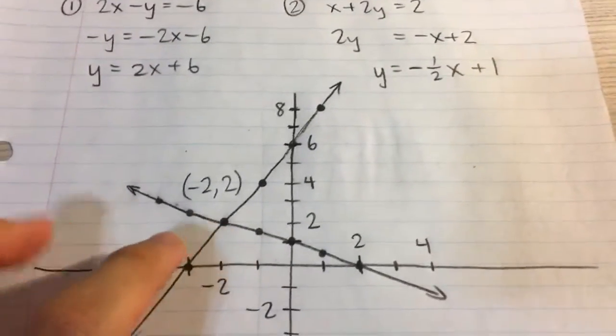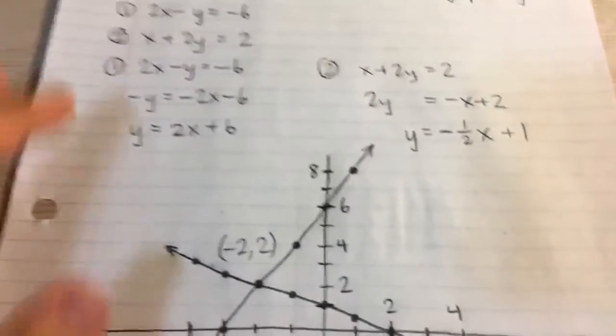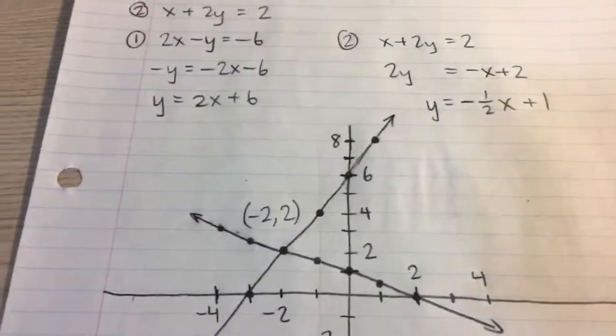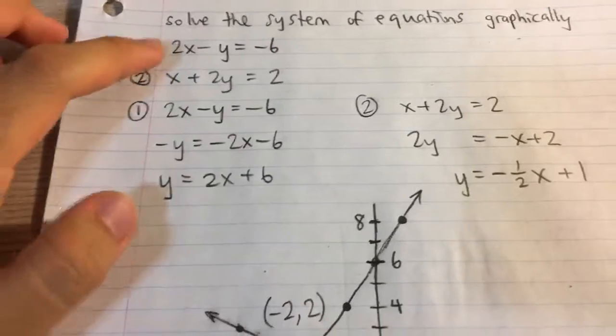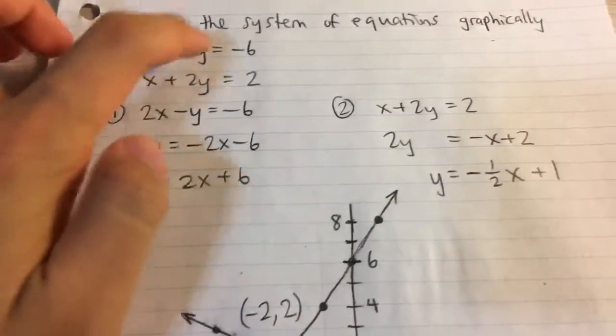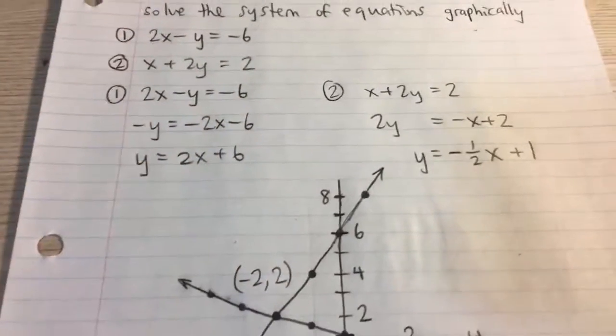And so that is the solution to our system, x being negative 2 and y being 2. And you can actually verify this by plugging this in for x and y, and it should satisfy both equations. Both sides of both equations should be equal.